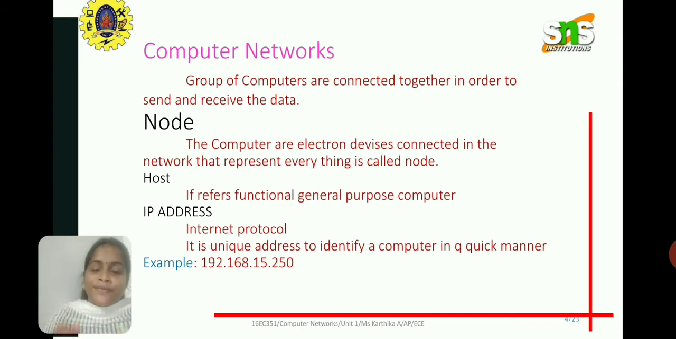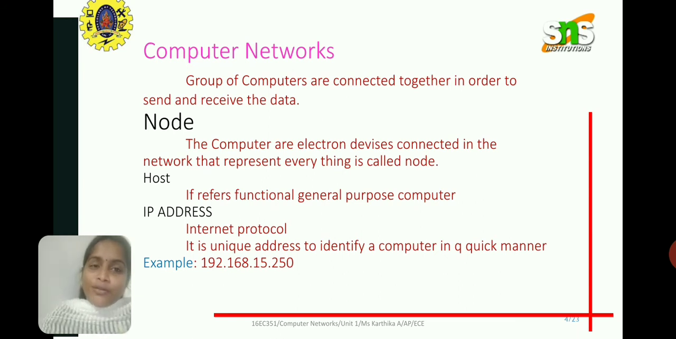Is there any particular terminology used in computer networks? Is there any particular component used for the transmission of data? Yes, we have mainly three components. The first one is the node. What is a node? The computers are electronic devices connected to the network that represent everything. It is called a node. What is a host? It is just a general purpose computer.